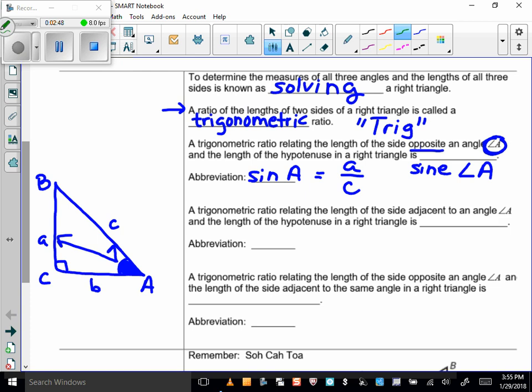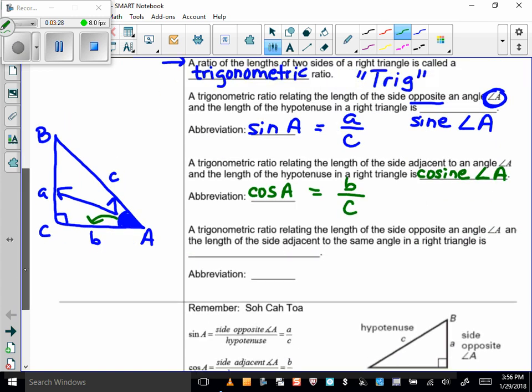The trig ratio that relates the length of the side adjacent to angle A. Adjacent to angle A would be this one right here. C is also adjacent to A, but it's the hypotenuse, so we're never going to use the hypotenuse as the side opposite or the side adjacent. So adjacent to A over the hypotenuse, that's known as the cosine of angle A. We're going to abbreviate that cos A. In our picture here, the side adjacent to angle A is B, and the hypotenuse is still C.